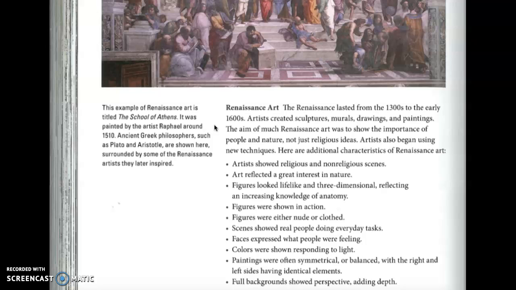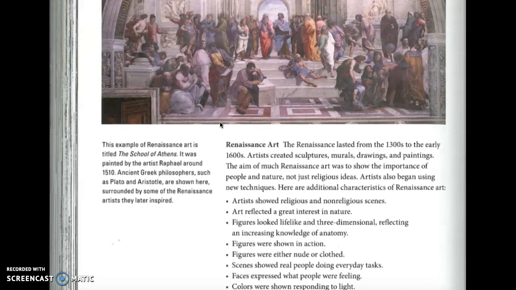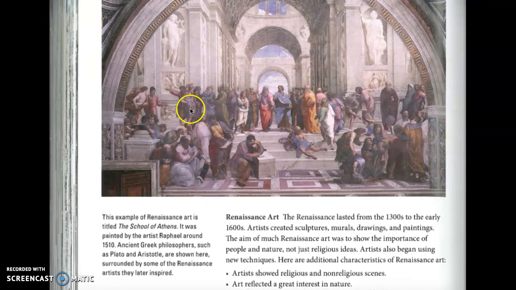So remember, medieval art was just about showing religious ideas. They still showed religious ideas in Renaissance art, but not all of the art was about religion. You also had art that showed nature or showed the importance of people. It showed everyday people. It showed people who aren't necessarily involved with the Catholic Church. So here are characteristics of Renaissance art. Artists showed religious and non-religious scenes. So in this one, this would be a non-religious scene as it is showing ancient Greek philosophers, Plato and Aristotle.